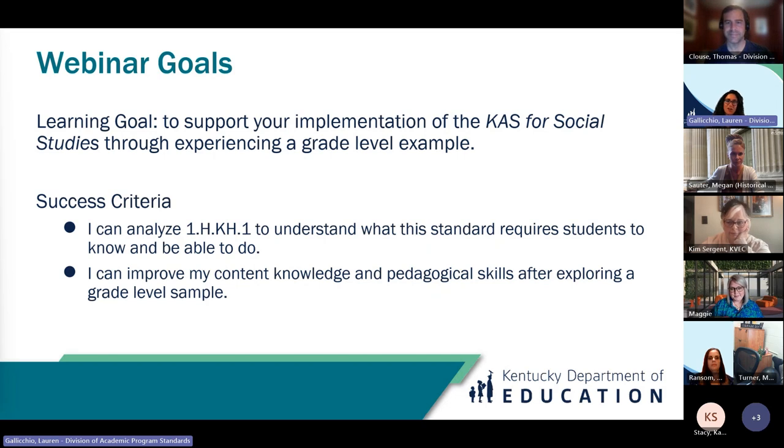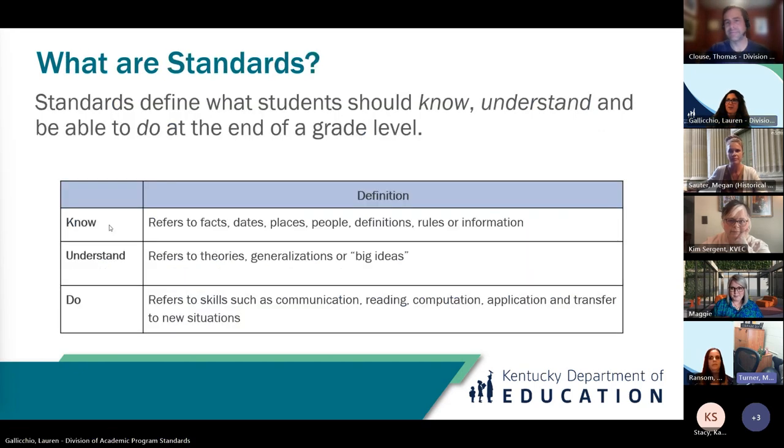Our success criteria are: I can analyze 1.h KH1 to understand what the standards require students to know and be able to do. Next, I can improve my content knowledge and pedagogical skills after exploring a grade level sample.